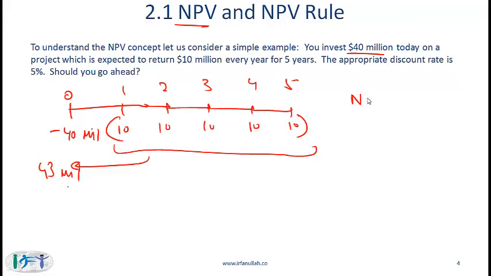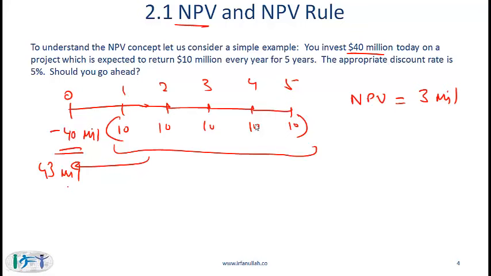The net present value for this project is 43 million, which is essentially the present value of future cash flows, minus 40 million, which gives us 3 million. The reason we call this net present value is because we are netting out our cash outflow or our investment. So NPV effectively is your present value of future cash flows minus the present value of your investment. In this case, the investment happens at time zero, so the present value is 40 million.